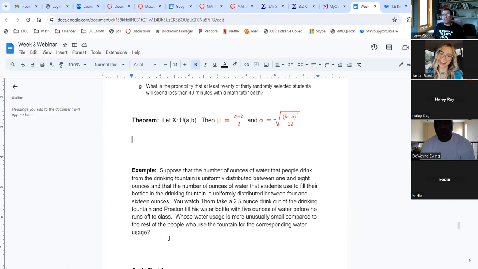Okay. What have we learned in our class that helps you determine how unusual a value is? Who remembers? There's something that we've learned, chapter 2 actually, that tells you how unusual something is. It's a measurement of how unusual something is.